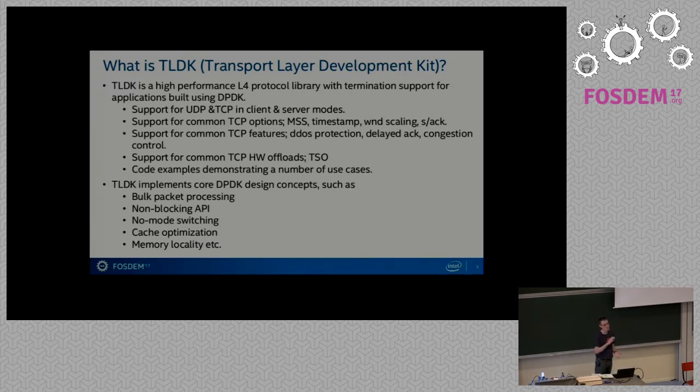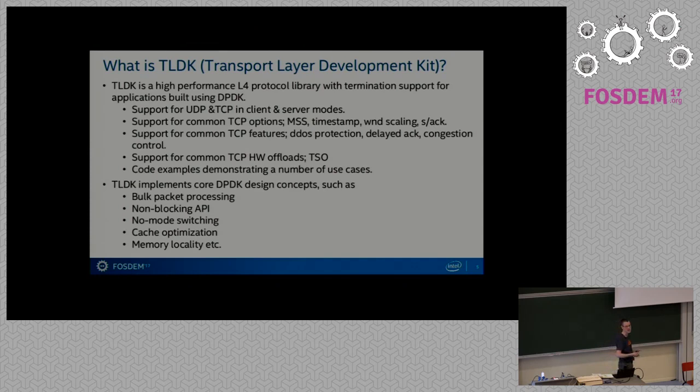We support things like duplicate acknowledgements. We support congestion control. We also support common hardware offload. So you might choose to use RSS, you might choose to use TSO. You might choose to use signature filtering if your NIC supports it. Now we will use all of these to improve performance, make performance as fast as possible. And then also we're going to provide code examples.